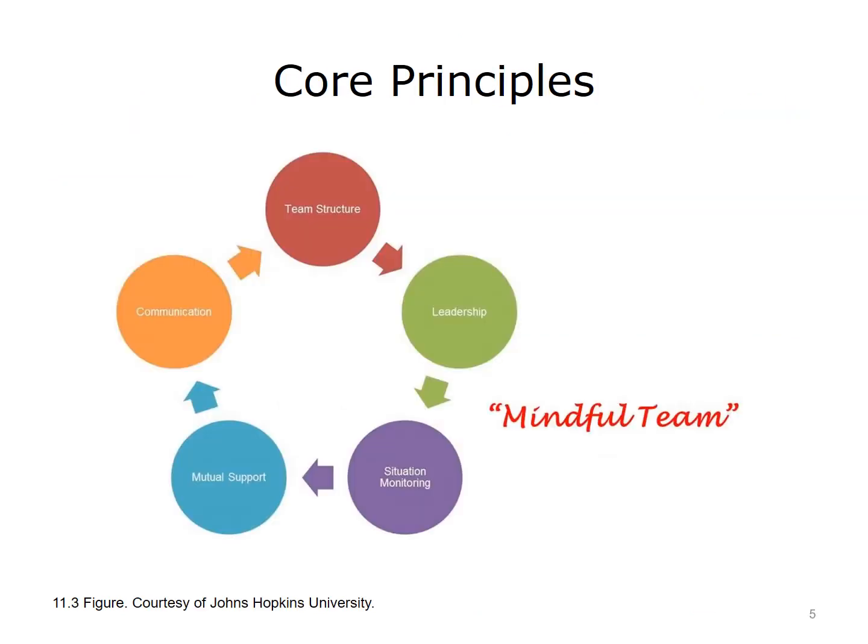TeamSTEPPS relies upon the 5 core principles reflected in the circle diagram on the screen. The first, team structure, covers the basics of team membership, the size of the team, what sorts of skill types are present in the team, and specifically addresses the impact of multi-team structure, or MTS.